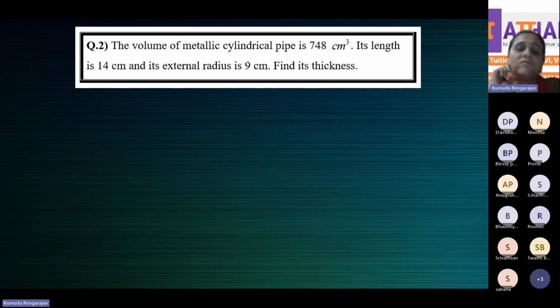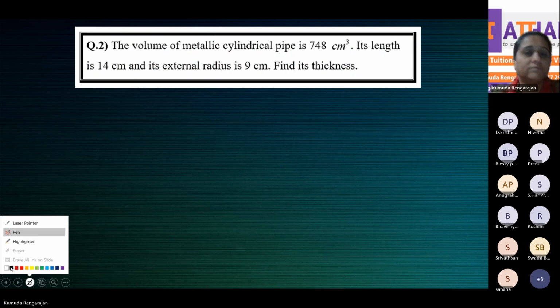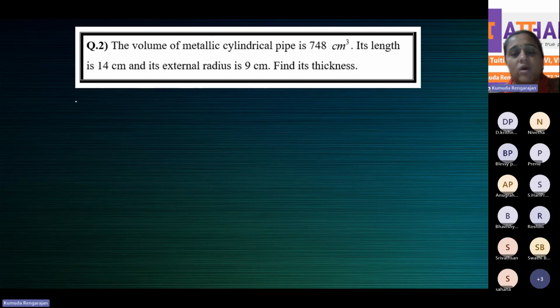Now here, this is a different situation. This one is called a hollow cylinder. Now what is this hollow cylinder? A hollow cylinder is one in which the wall of the cylinder is thick. The wall of the cylinder is thick.